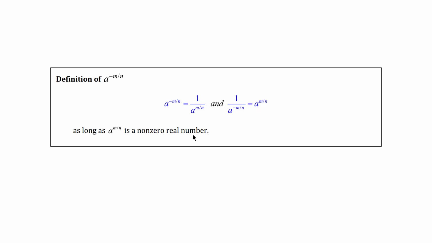According to this definition, we could convert a to the negative m over n power into a positive exponent by using the reciprocal and changing the exponent from negative to positive. So this would be 1 over a to the m over n. If we have 1 over a to the negative m over n, again we could use the reciprocal and change the exponent to be positive. So this would be a to the m over n.